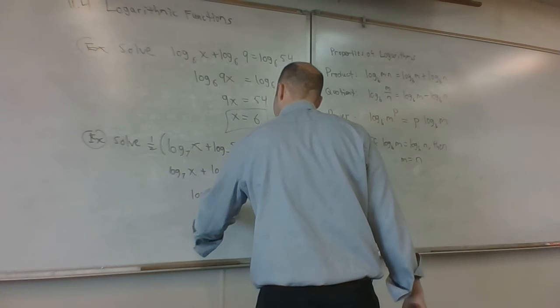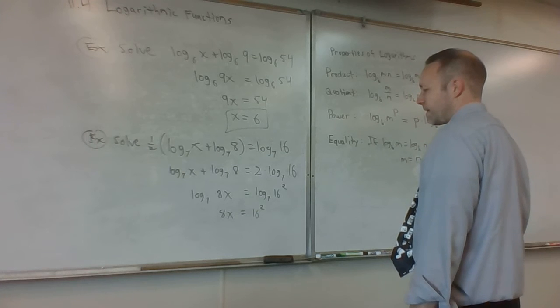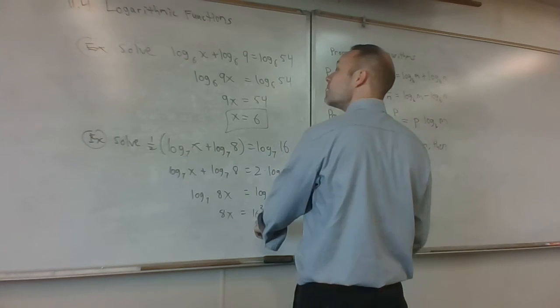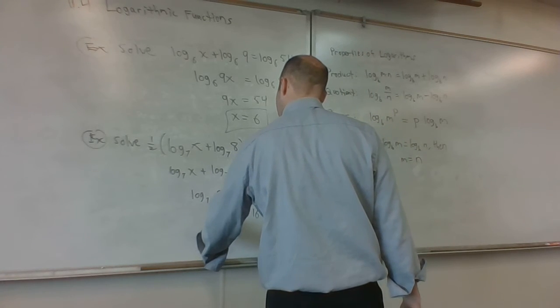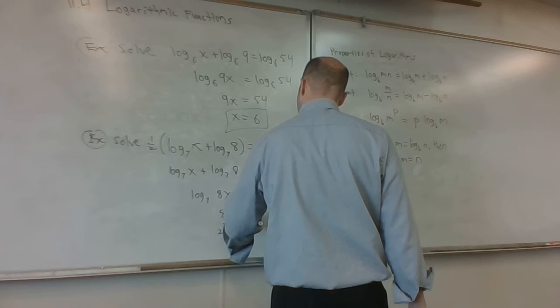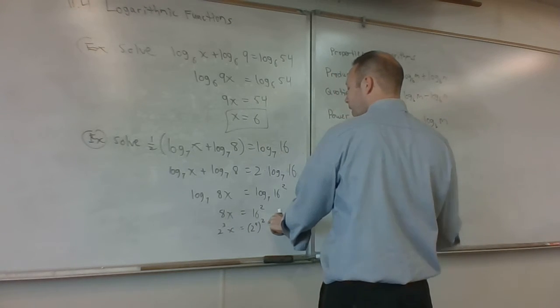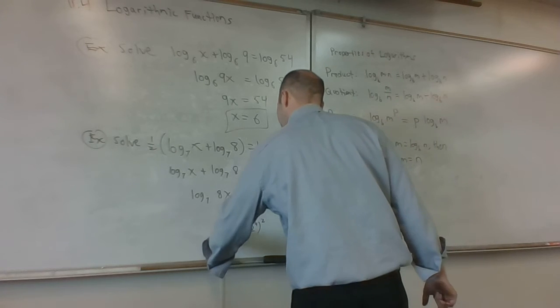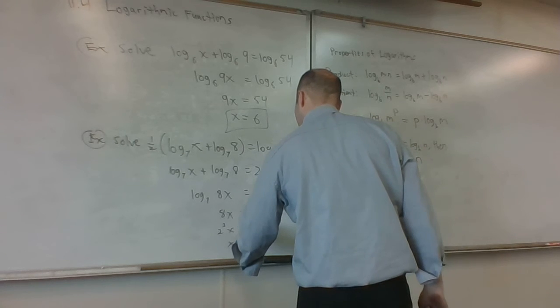So then I can say 8x equals 16 squared, right? Now, if I don't want to deal with my calculator or big numbers, I can say 16 is 2 to the 4th, and 8 is 2 cubed. So 2 cubed x equals 2 to the 4th squared, which is 2 to the 8th. To solve for x, I'm going to do 2 to the 8th divided by 2 cubed. That's going to give me 2 to the 5th.